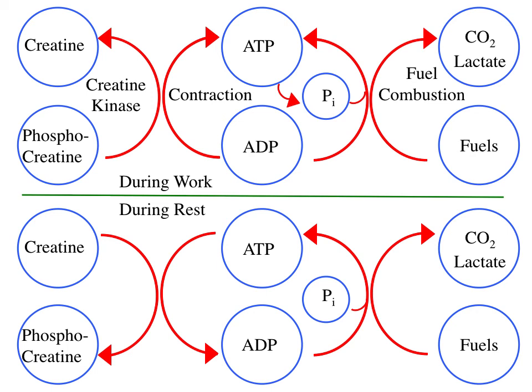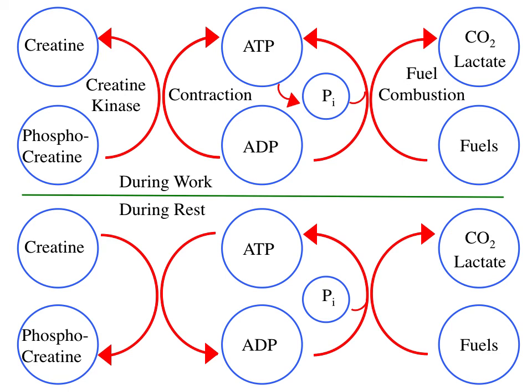This diagram I just created shows that during work, our body is donating a phosphate from phosphocreatine, donating it to the ADP and making ATP.